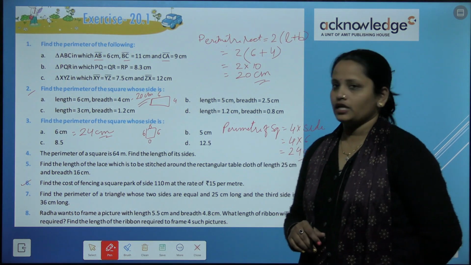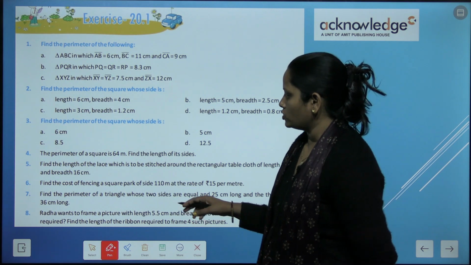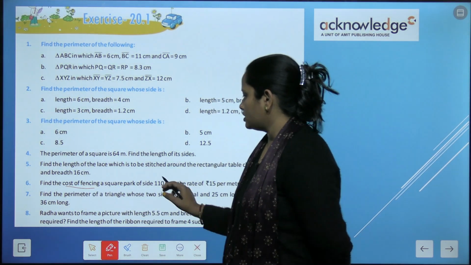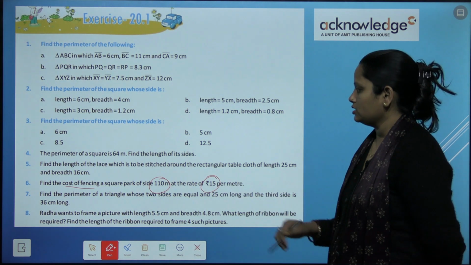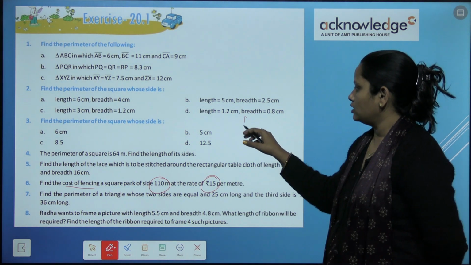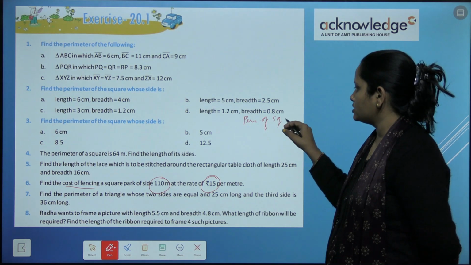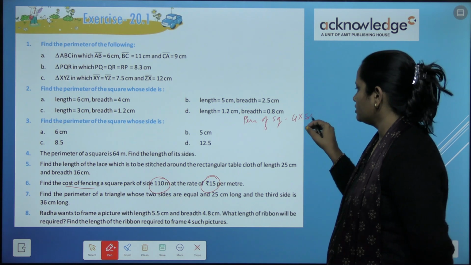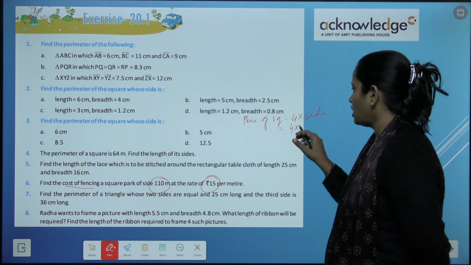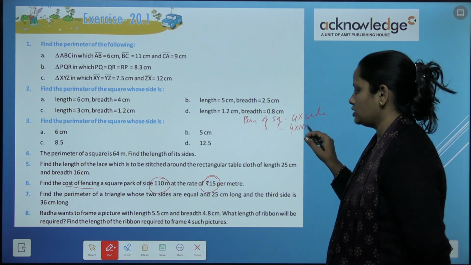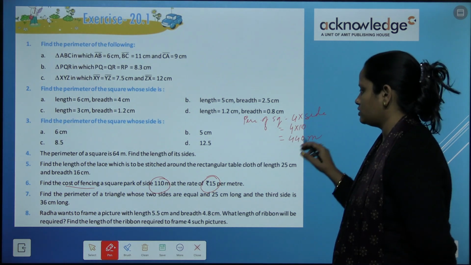Find the cost of fencing a square park. There is a square park. We have to find the cost of fencing it, and the side is 110 meter at the rate of 15 per meter. So here the perimeter of a square is 4 multiplied by side. So here one side is 110 meter. So the answer will be 440 meter.